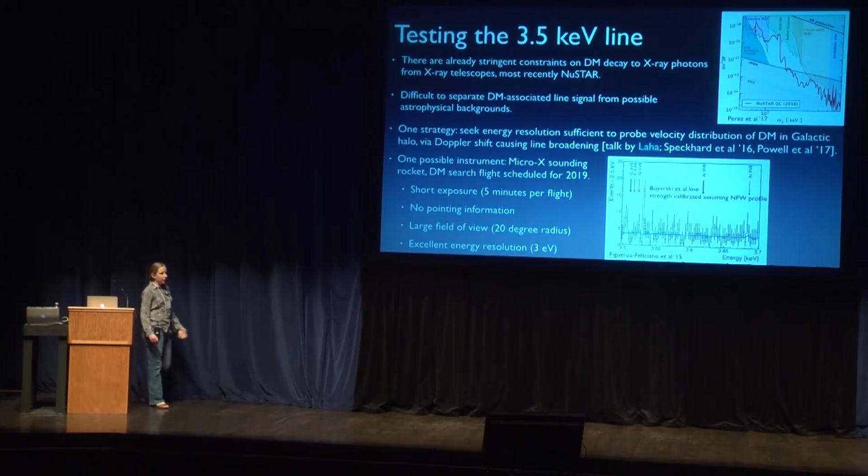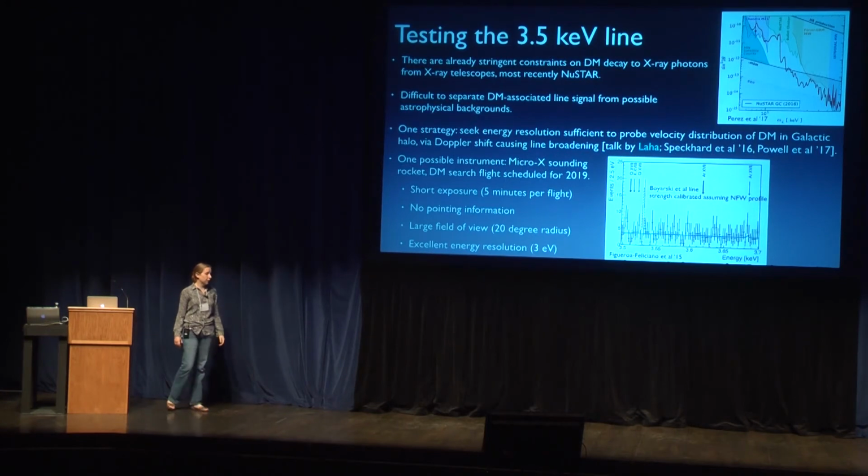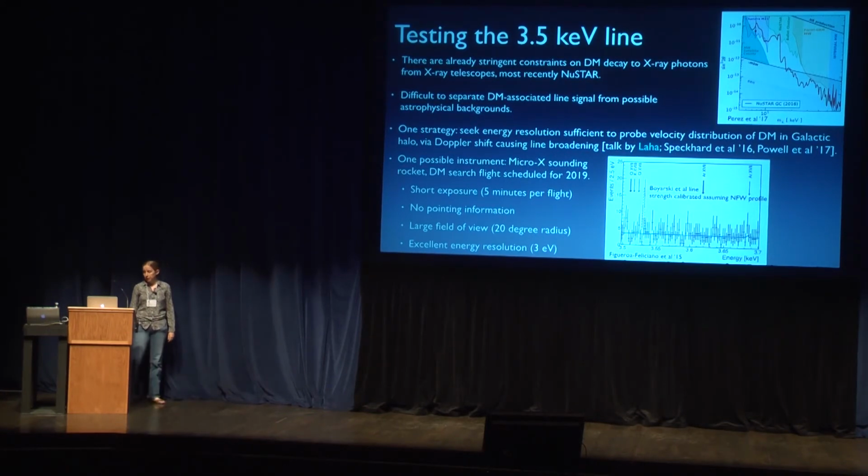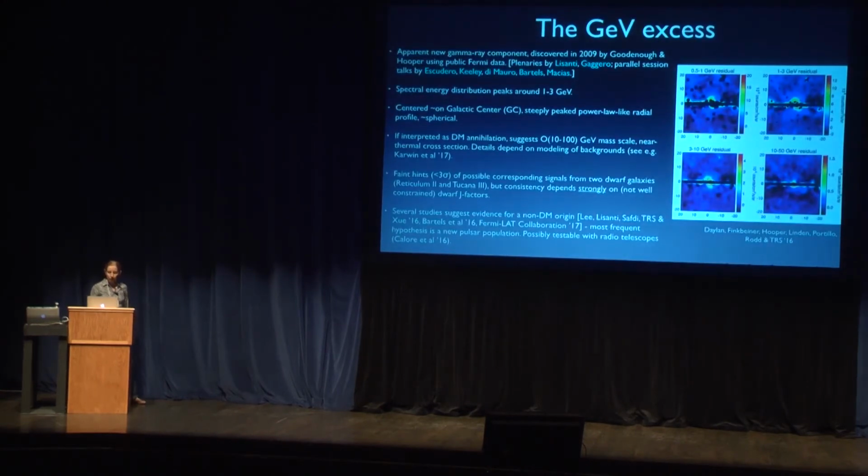One experiment, unfortunately, Hitomi, which did have this angular resolution, failed after only a few days of observation. But one possible future instrument that does have this angular resolution is the Micro-X sounding rocket, to which I refer you to this paper for more information. They think that they can get energy resolution of only a few eV, and they have a dark matter flight planned and scheduled for 2019 at the moment. So keep an eye out for that.